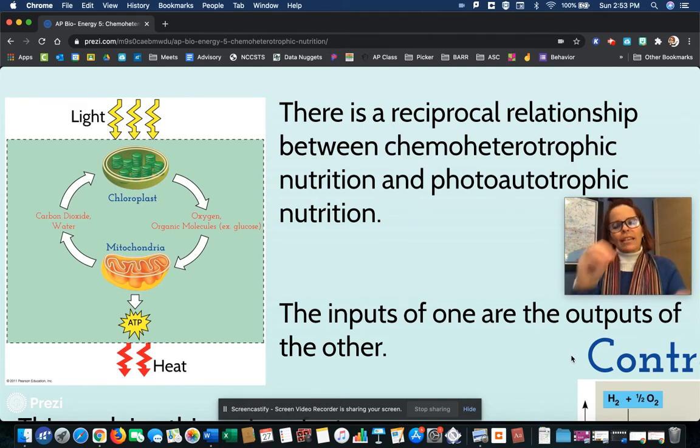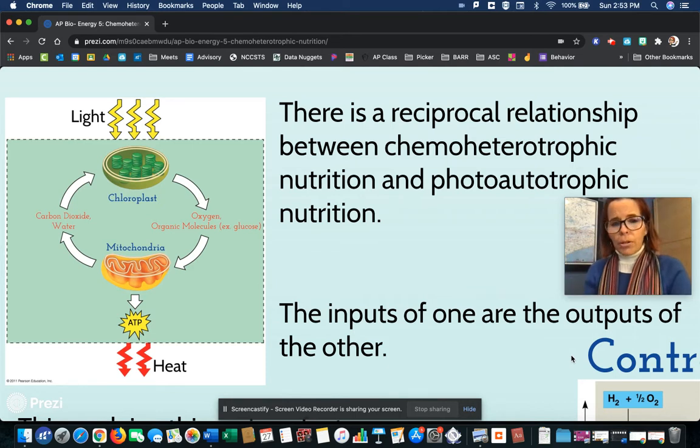Super important you get the reciprocity here, the reciprocal relationship here. So notice that water and carbon dioxide are going into the chloroplast as well as light from the environment. And then the chloroplast is producing the oxygen and organic molecules like glucose that are then going into the mitochondria. The mitochondria is then producing the carbon dioxide, and it's a cycle that goes around.